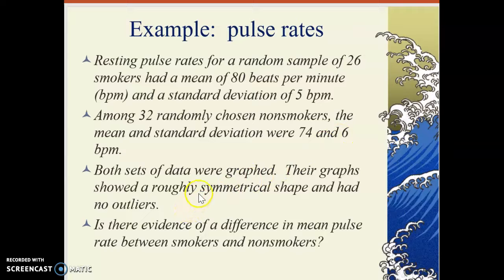Both sets of data were graphed. Their graphs showed a roughly symmetrical shape and had no outliers. So we've got that nearly normal condition set. Is there evidence of a difference in mean pulse rate between smokers and non-smokers? This is what we're trying to find.